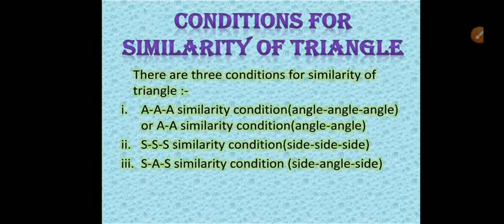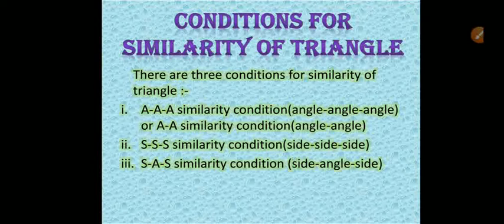Conditions for similarity of triangles. There are some criteria. First criterion, AAA, means all three corresponding angles of the triangles are equal. That criterion is also satisfied if only two angles are given equal, because by the angle sum property you can say that the third angle is also equal. That's why both criteria are possible there, AAA or AA criterion.